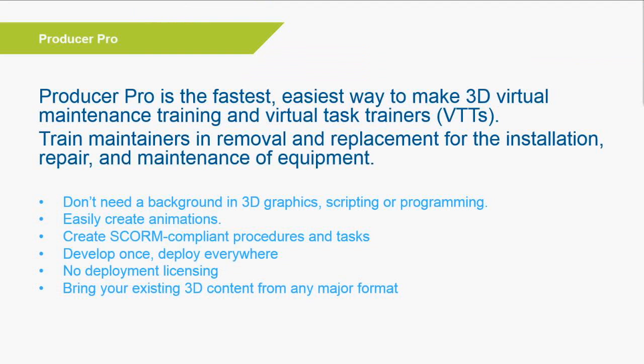But moving on, today is very much about Producer Pro. That's the product in question. Producer Pro is the fastest, easiest way to make 3D virtual maintenance training and virtual task trainers, VTTs. You can train maintainers in removal and replacement for the installation, repair, and maintenance of equipment. You don't need a background in 3D graphics. You don't need any scripting, and you don't need any programming. You can easily create animations, and we'll see a little bit of that today. You can create SCORM-compliant procedures and tasks to integrate with your learning management system.